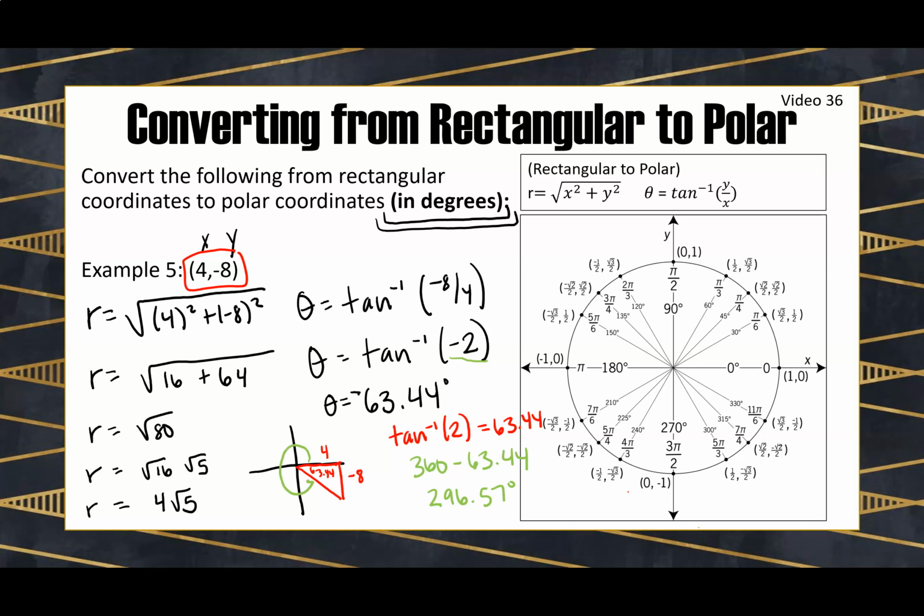And that makes sense, right? So our final answer here is going to be 4 root 5, comma, 296.57 degrees.